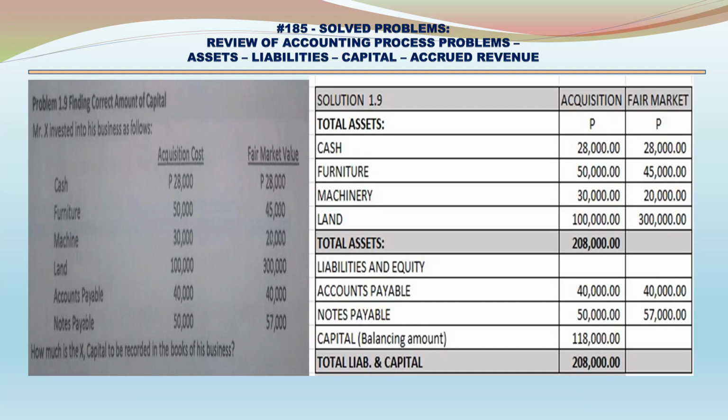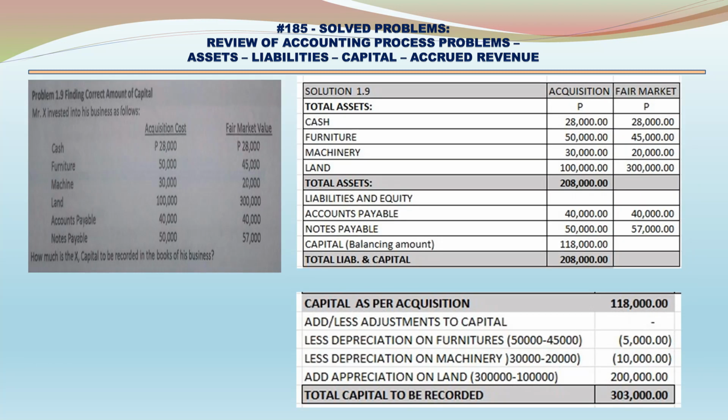Solution. Acquisition cost and fair market value. Cash 28,000. Furniture 50,000. Machinery 30,000. Land 100,000. As per acquisition, total assets 208,000. Liabilities and equity: accounts payable 40,000, notes payable 50,000, capital 118,000 is the balancing amount. Total liabilities and capital 208,000. Total assets 208,000. Capital as per acquisition 118,000 as worked out above.